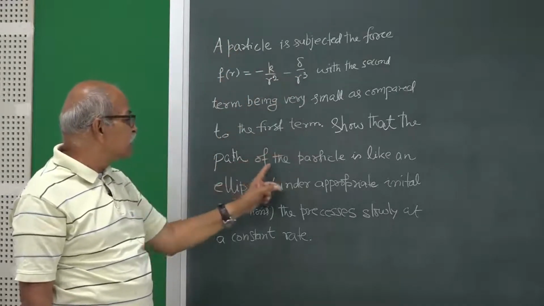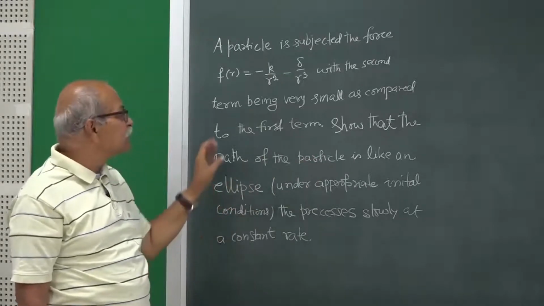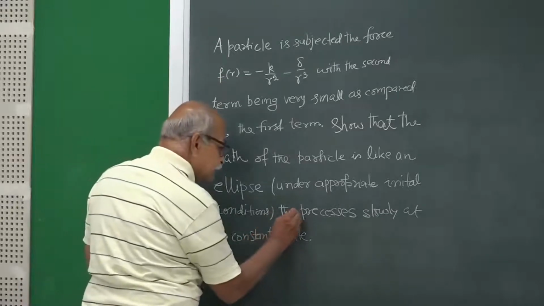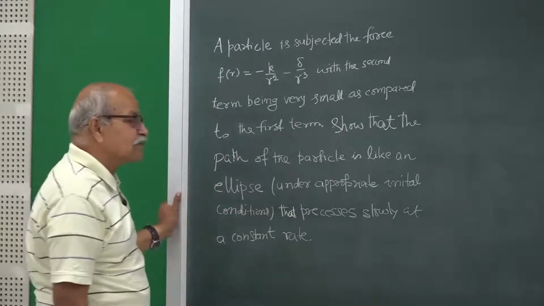Show that the path of the particle is like an ellipse under proper initial conditions, that means the energy should be negative and all that, that proceeds slowly at a constant rate. So, that is the question.